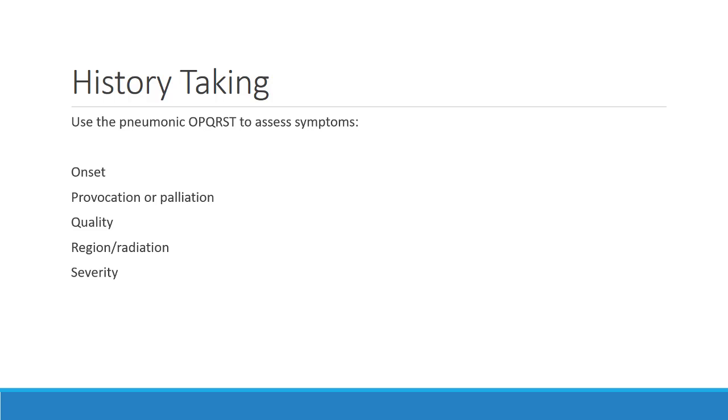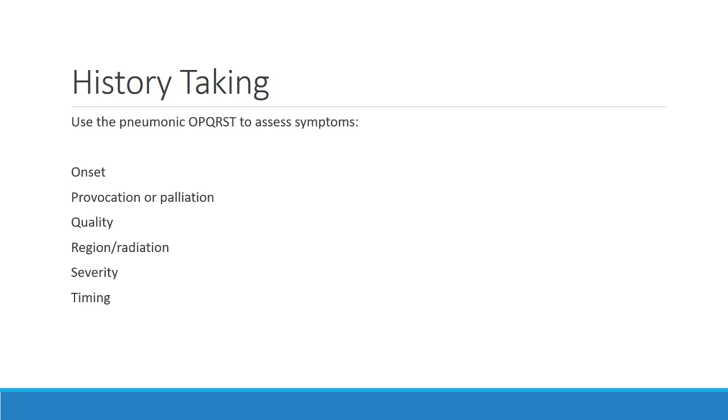S is for severity. So how severe is it? If they're having pain or discomfort, this is where you would want to use a pain scale, 0 to 10 pain scale. 0 being no pain at all, 10 being the worst pain you could possibly imagine. And where does it fall on that? This is a very subjective determination, and whatever they say it is, then it is. Because it's their interpretation of that. And that severity of that pain scale will help you throughout the encounter with that patient to determine if their pain is better or worse.